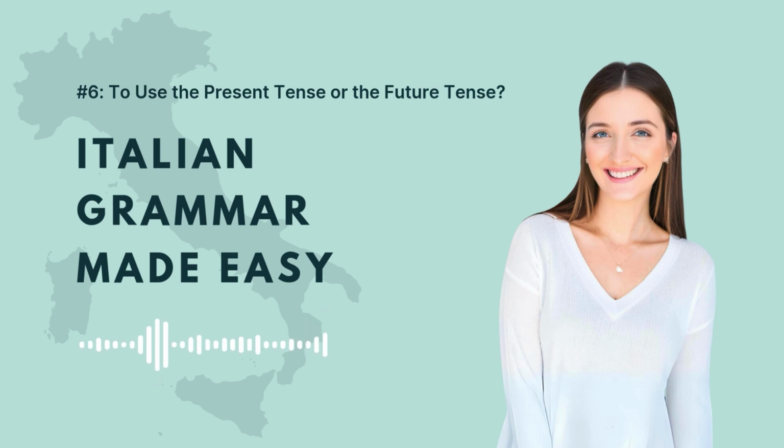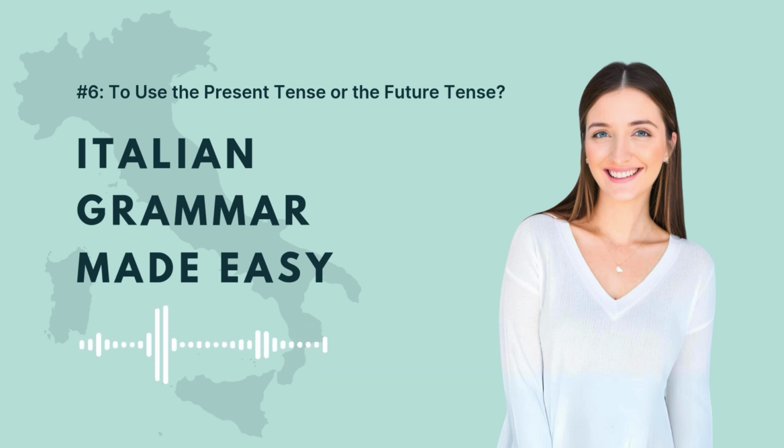The third instance where we tend to do this again is with dovere, to have to, followed by the infinitive when expressing a future action. Vediamo un esempio. Let's see an example. Devo dare l'esame di guida tra 10 giorni. I have to take the driving test in 10 days. Again, I said devo dare. Devo is in the present tense and it's followed by the infinitive dare. And so this is the third instance where we would use the present tense in place of the future in Italian.